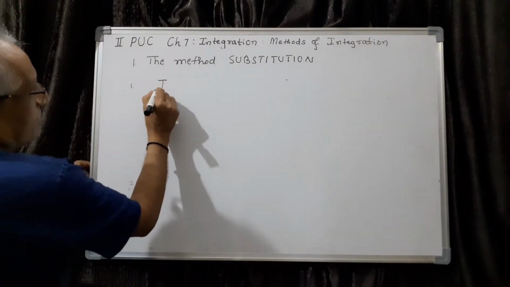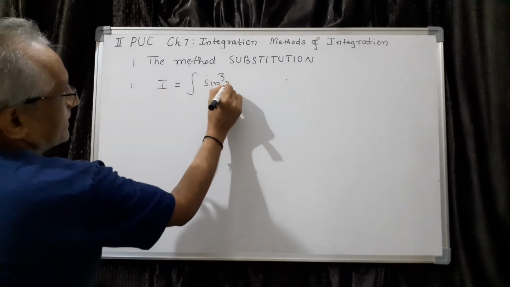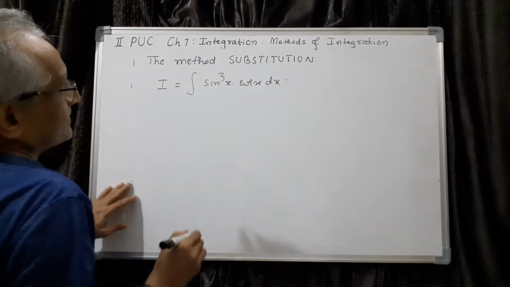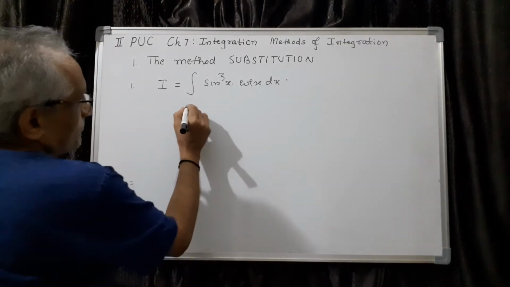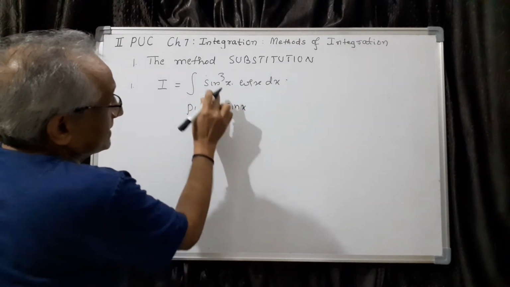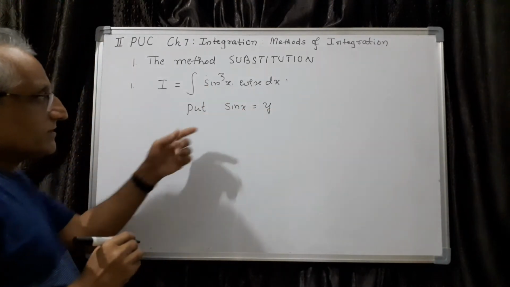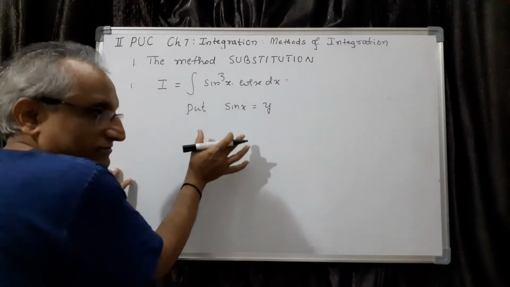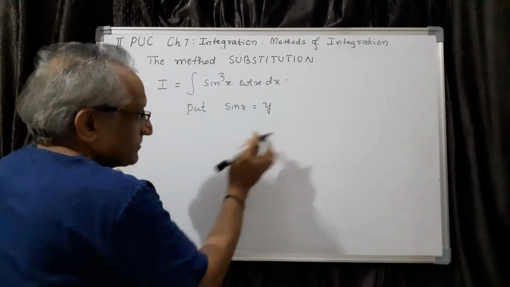Normally we write like this: let I equal to integration of sin cube x, then cos x, then dx. That's why it is called method of substitution. What you have to do now is put this sin x, that is the g x function, equal to y. So we take this as a single function y. Since it is the first function, I will show all the steps. Later we can avoid some of the steps.